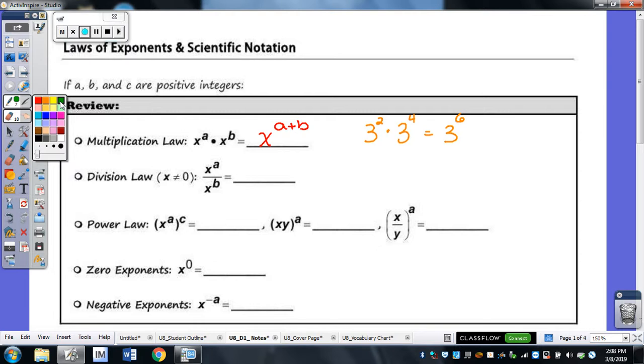Okay? Division rule. What do we do with our exponents for division? We subtract them. Always top minus bottom. So this would become x to the a minus b.